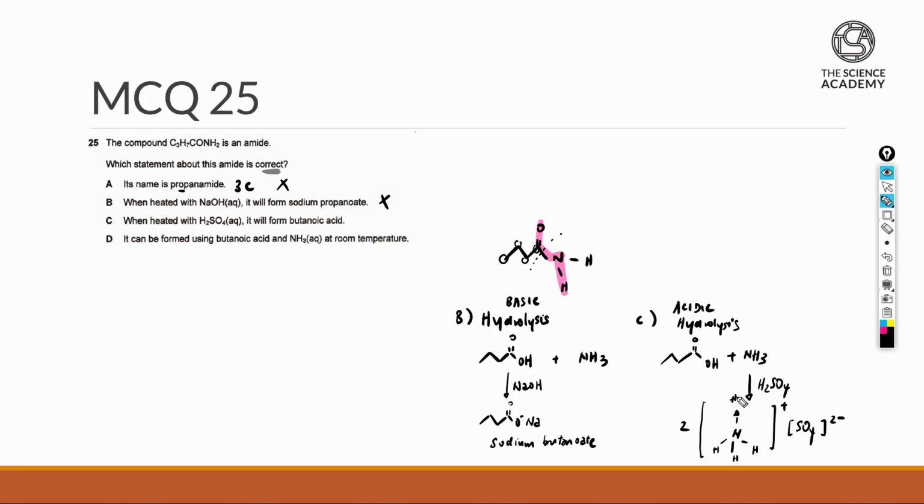So they mentioned it will form butanoic acid. This is true because of the 2 products here, one of them is going to be an ammonium sulfate, the other product will be a butanoic acid. Butanoic acid cannot be neutralized by sulfuric acid.